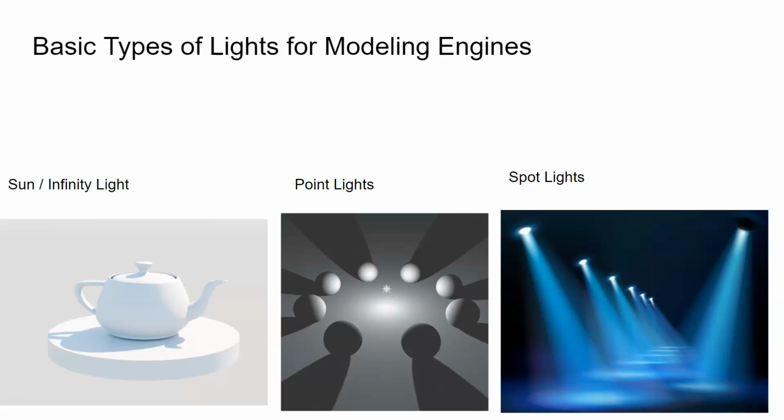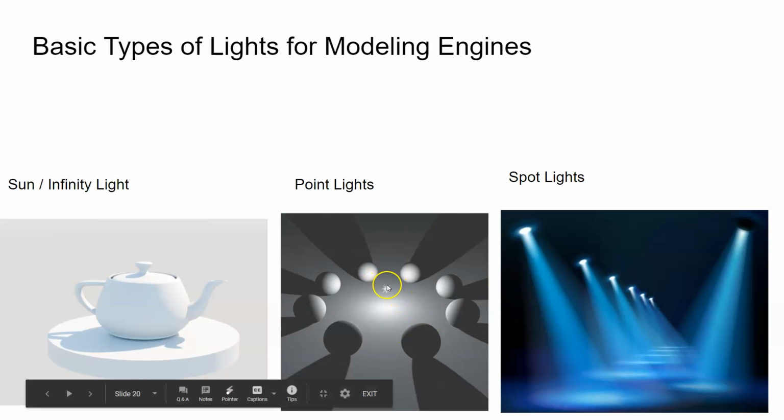I mean, there might be software where you can add more than one infinity light. I'm not sure, but usually, since it is representing the sun, you just get one. And then most software has at least two other kinds of lights. There might be more, but the most common ones are the point light, which is basically you model it. You put an actual object in, usually a sphere or something. That's what this little white thing is right there. And it's not really an object.